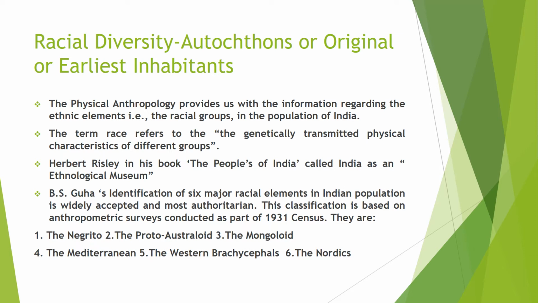While talking about the racial diversity of India, several ethnographers were fascinated by it. Herbert Risley, the British ethnographer, in his book The Peoples of India, called India an Ethnological Museum. B.S. Guha's classification of the 6 major racial elements in the Indian population is widely accepted and most authoritative because it is based on the anthropometric surveys conducted as part of the 1931 census. The 6 racial elements as discussed by B.S. Guha are the Negrito, the Proto-Australoids, the Mongoloids, the Mediterraneans, the Western Brachycephals, and the Nordics.